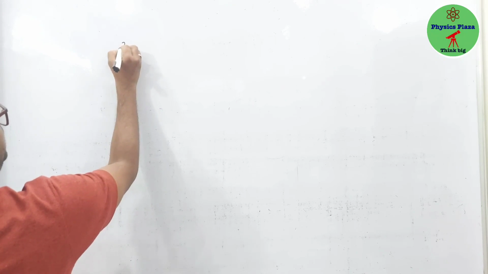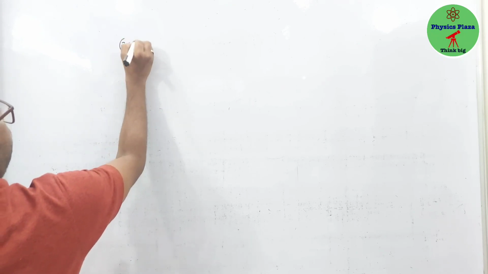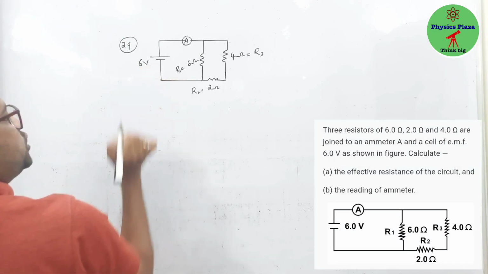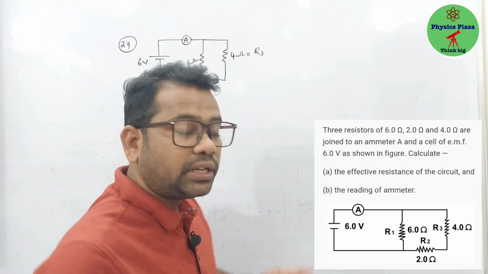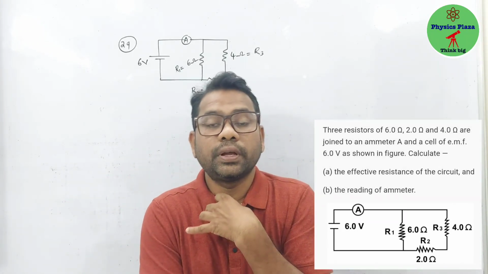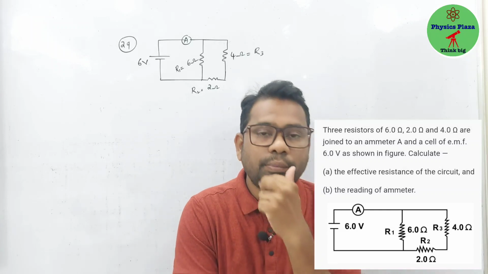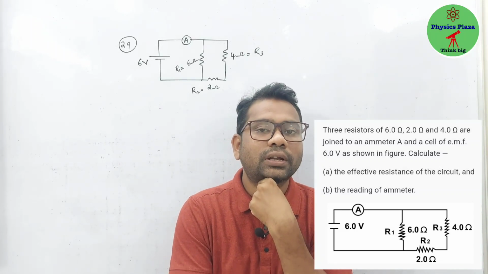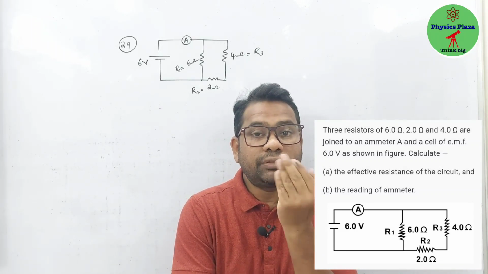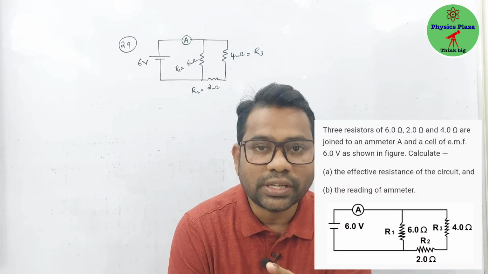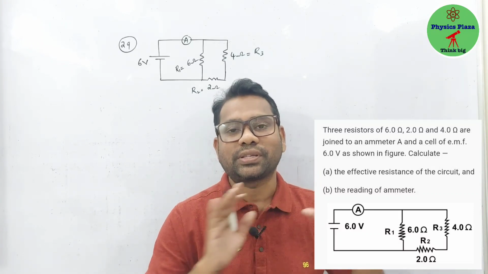Fine. Now we see the numerical 29. Numerical 29. This is 6 volt is given. Children, they are asking us to calculate the effective resistance of the circuit and reading of the ammeter. But the fun thing is that, children, they need not ask effective resistance, because if you want to calculate total resistance, we must calculate the effective resistance.